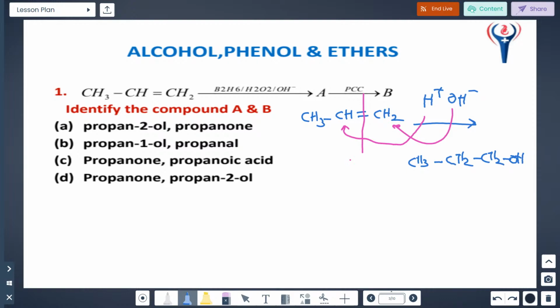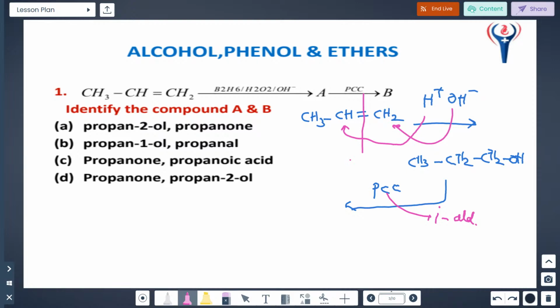Now again we have to find out B. So we are adding PCC. PCC is a mild oxidizing agent, pyridinium chlorochromate. What it is doing means it converts primary alcohol into aldehyde. This is a primary alcohol. CH2OH means it's called primary alcohol. Each and every role of the reagent you must know. What is the role of this reagent? It converts primary alcohol into aldehyde.